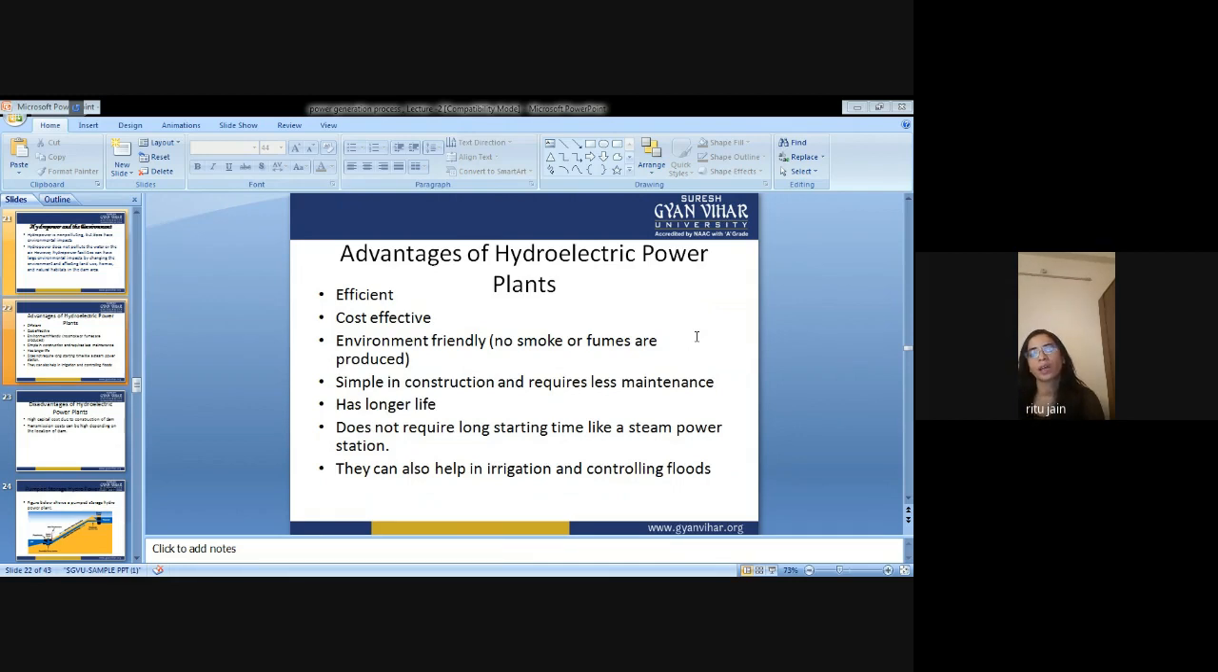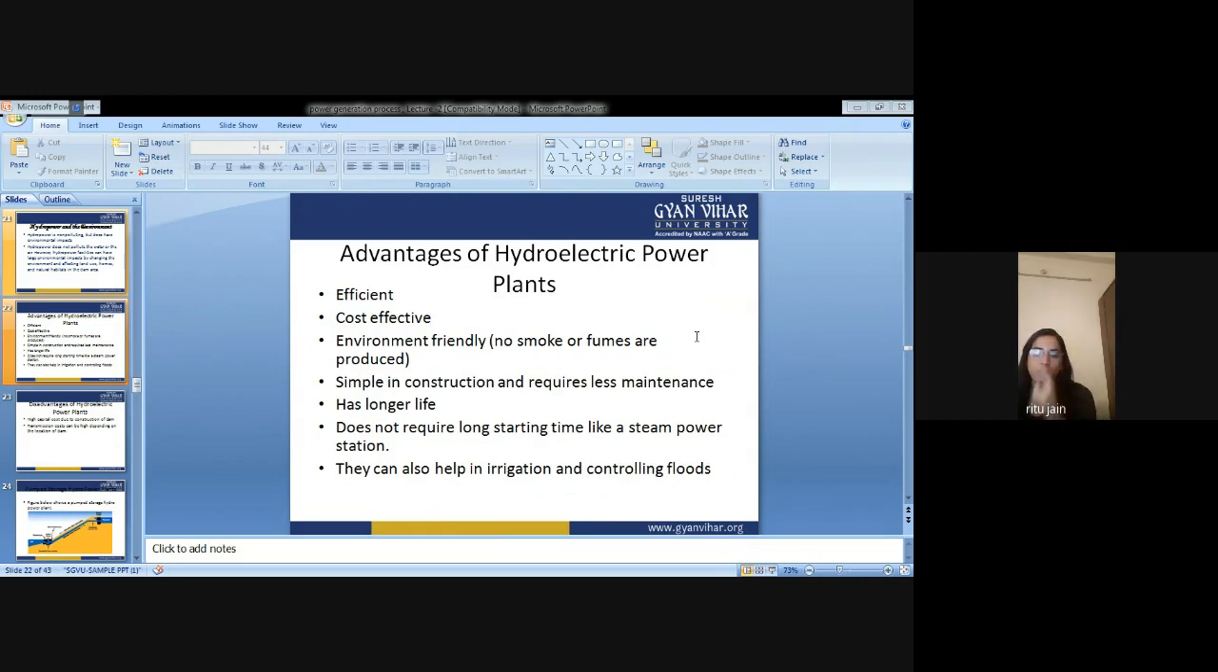So, we can summarize the advantages of a hydropower plant in this slide. In short, we can say the hydropower plant is very efficient, cost effective, and environmentally friendly because no fumes, no flames, no smoke, no gases are produced. It is simple in construction, requires less maintenance and has a longer life. It does not require a long starting time like a steam power station.